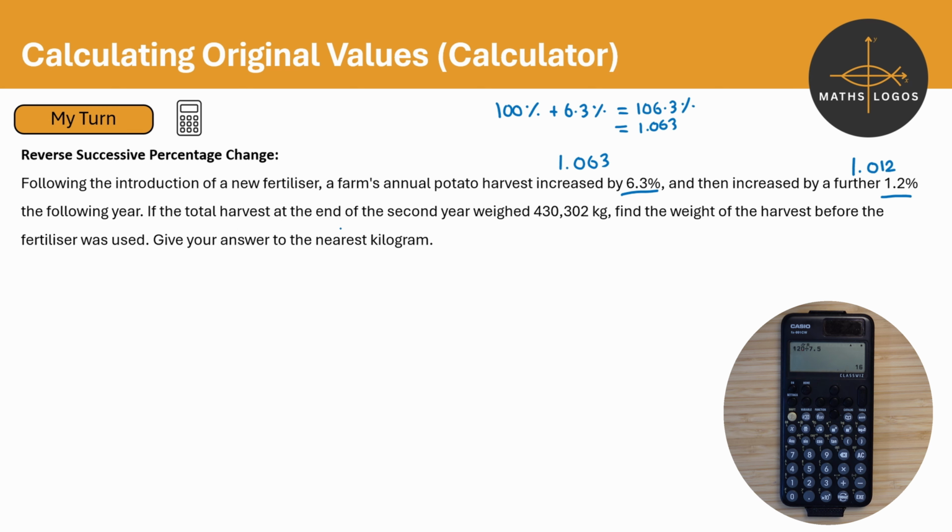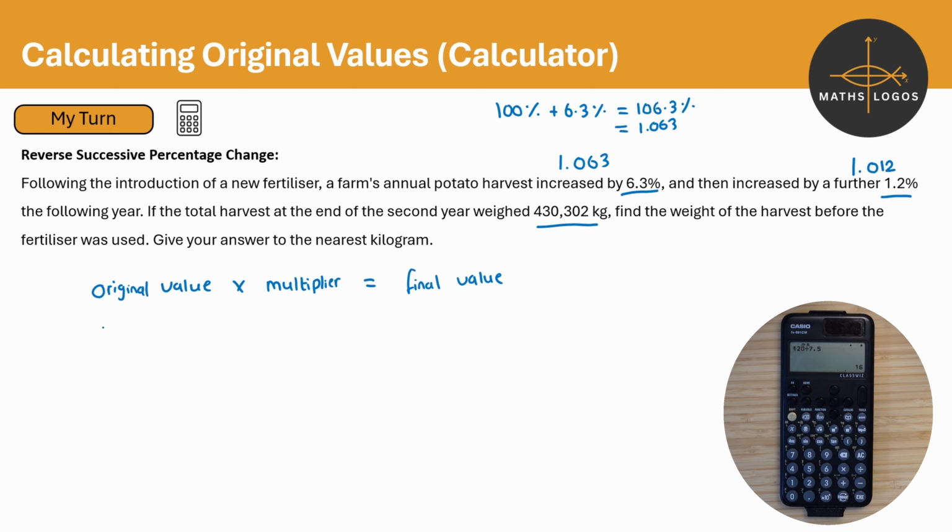If the total harvest at the end of the second year weighed 430,302 kilograms, find the weight of the harvest before the fertilizer was used. Let's use the formula that we've seen earlier. So the original value multiplied by the multiplier, and of course there may be more than one multiplier, and that's okay, is equal to the final value.